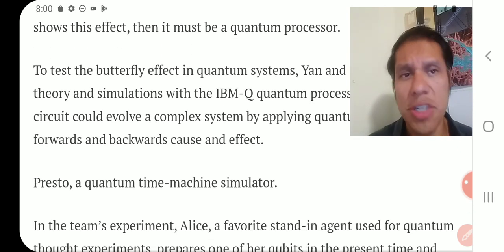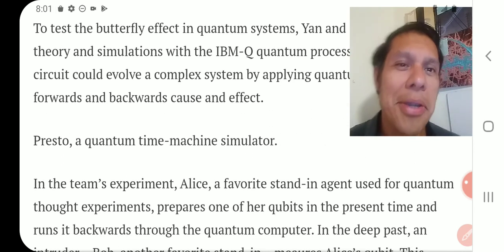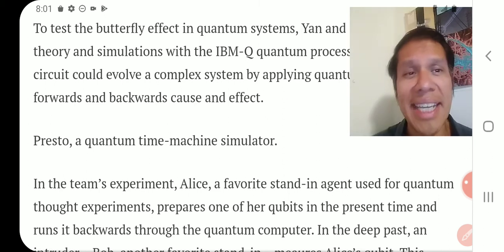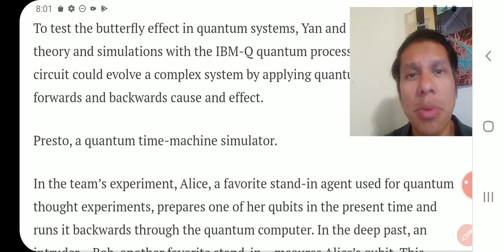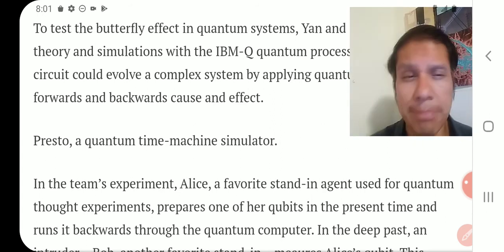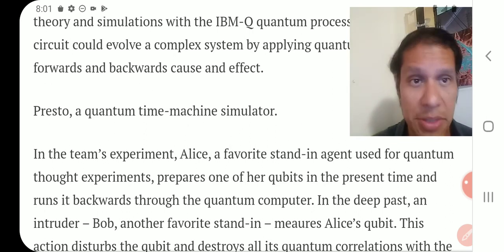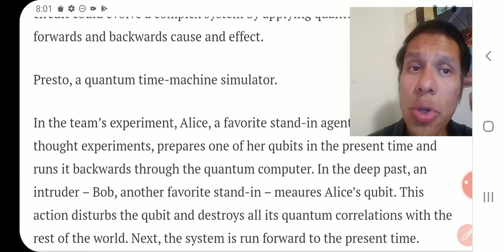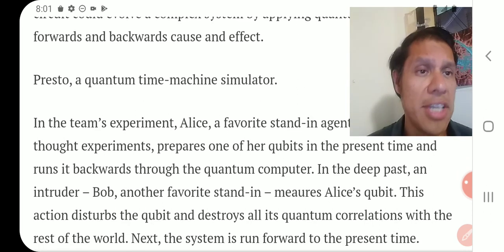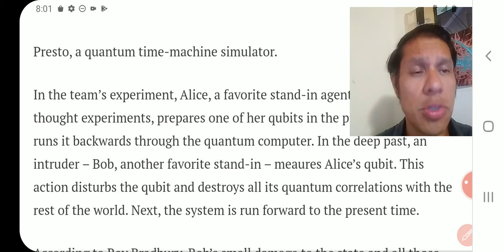Presto, a quantum time machine simulator. Metaphorically speaking, right? In the team's experience, Alice, a favorite stand-in agent used for quantum thought experiments, prepares one of her qubits in the present time and runs it backwards through the quantum computer. In the deep past, an intruder, Bob, another favorite stand-in, measures Alice's qubits. This action disturbs the qubits and destroys all its quantum correlation with the rest of the world. Next, the system is run forward to the present time.